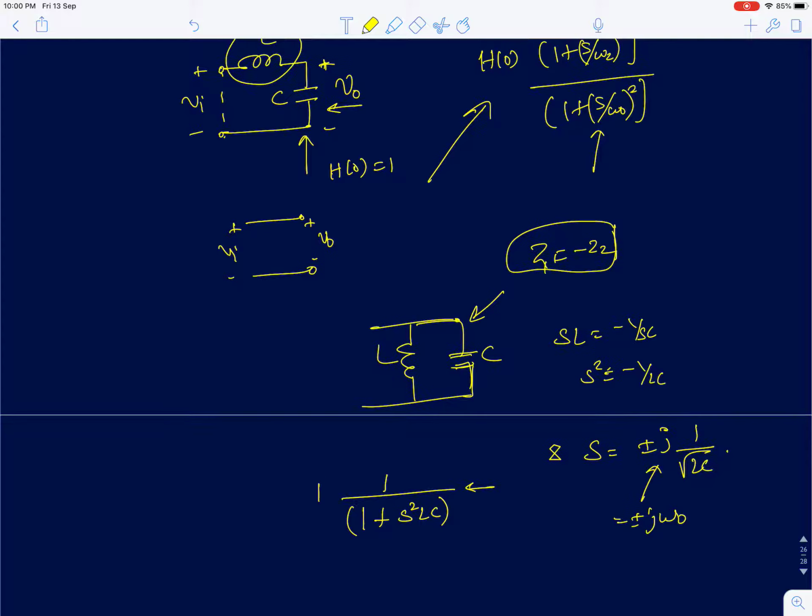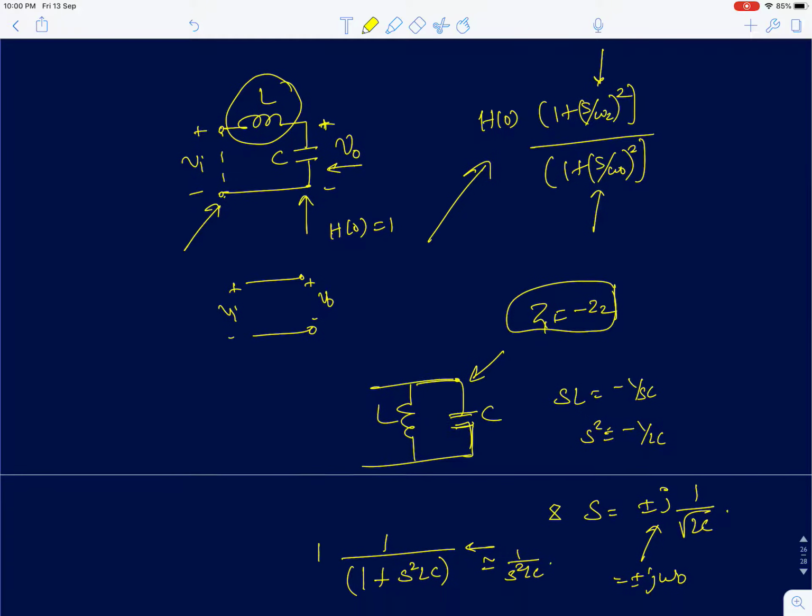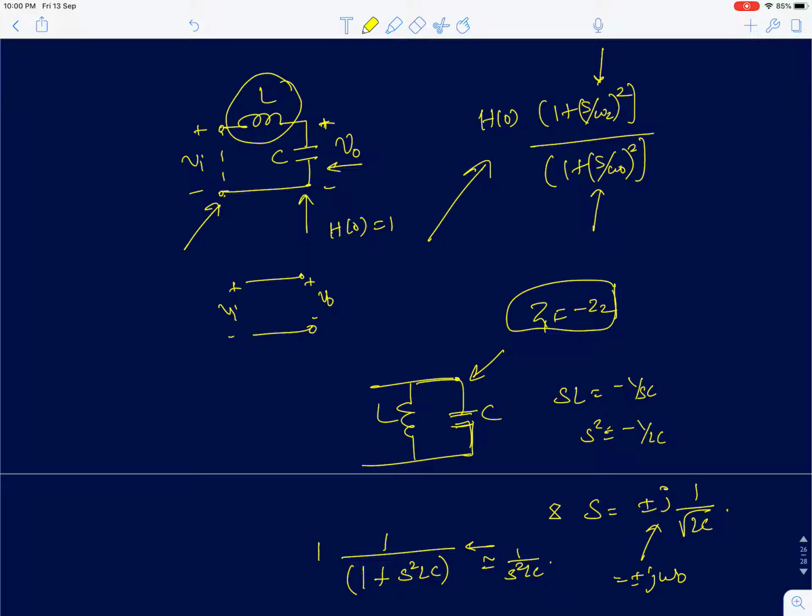Or you can also see that at very high frequencies, this function reduces to 1 by s square LC. From this circuit I can easily see that at very high frequencies the impedance of the capacitance becomes very small. If I have two impedances like this, Z2, the impedance of the capacitance, is going to become very small and Z1 will be very large. Simple voltage division gives Z2 by Z1 plus Z2, and I can ignore Z2 in comparison with Z1, so it will be simply the ratio of the two impedances. Whenever one impedance is much smaller than the other, we can simply use the relation Z2 by Z1.